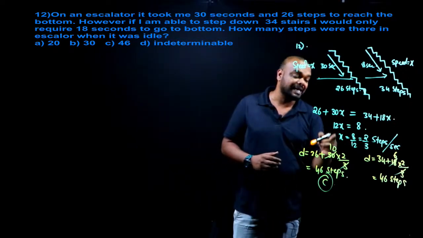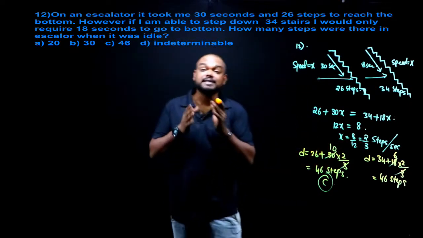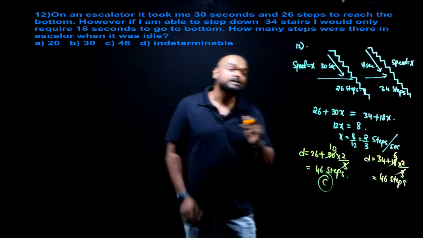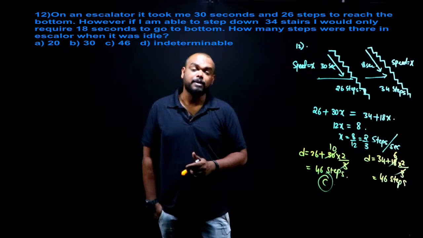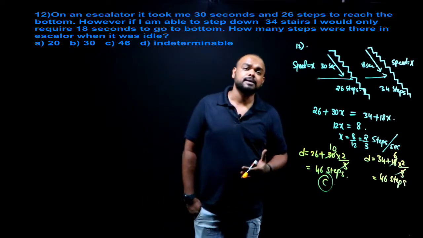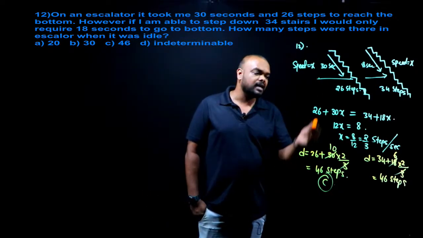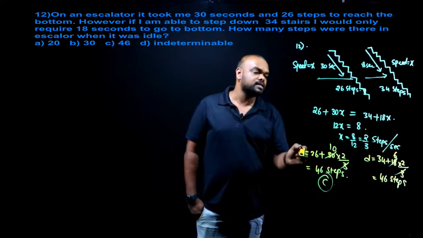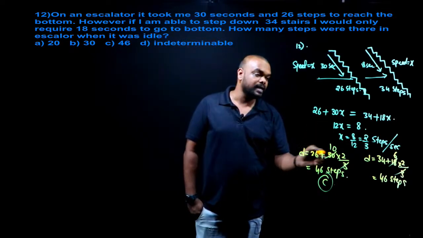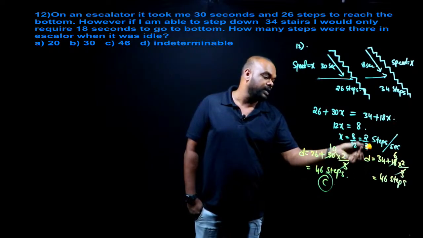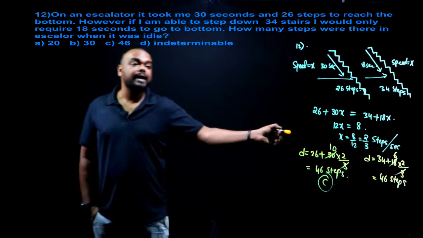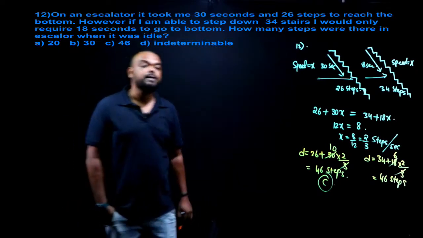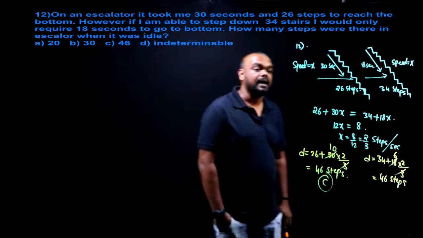If I do that, I'll get the x value, which is 2 by 3 steps per second. That is the speed of the escalator. But what do we want? We want the total distance. Well, I can apply it here. If I take the total distance, 26 plus 30x, x value is 2 by 3. 30 into 2 by 3, you'll get exactly 46 steps. Am I clear with the escalator problem? Everybody, am I clear with the escalator problem?